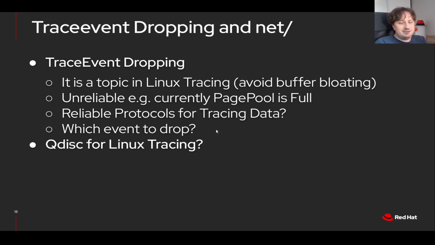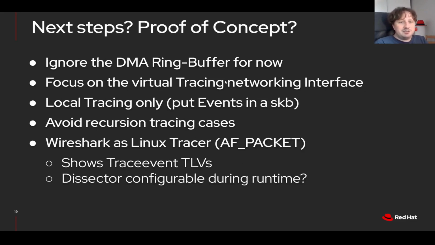If this can also be used to make this behavior at least better in Linux tracing. And also if there is a drop, which event to drop, this is all a topic in the Linux tracing world. So what are the next steps? I was thinking at first about a proof of concept. Ignore all the DMA ring buffer now, which I explained before.